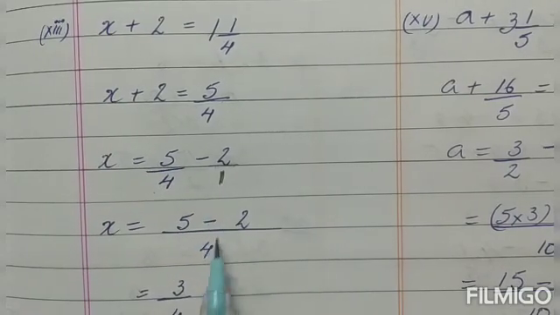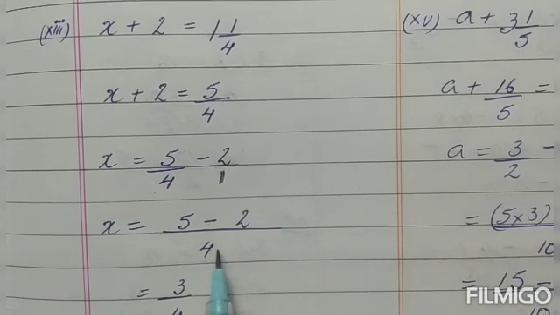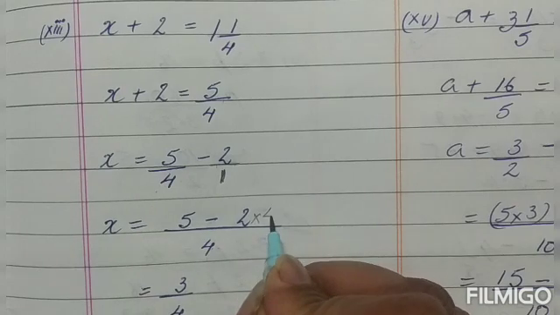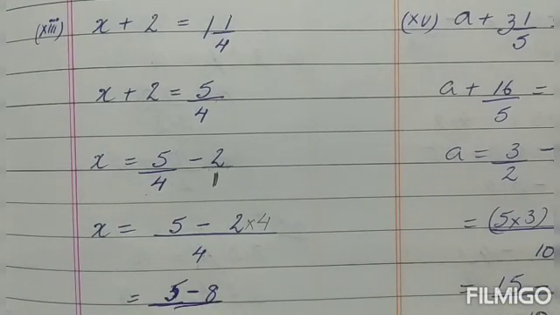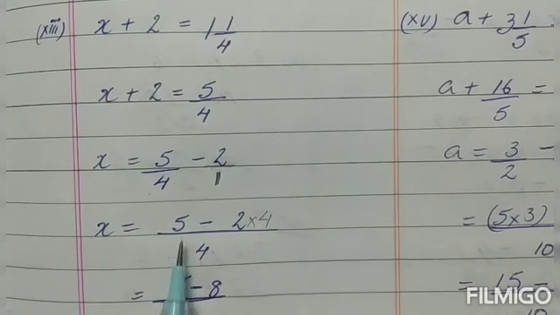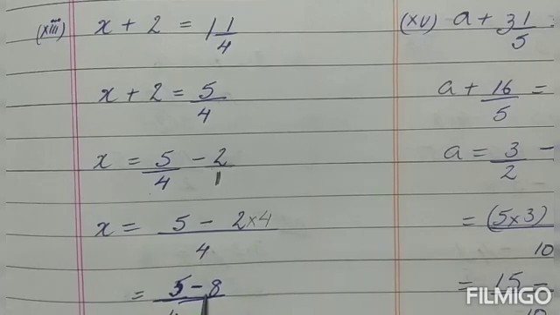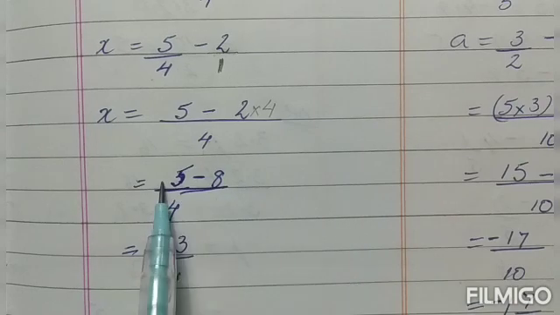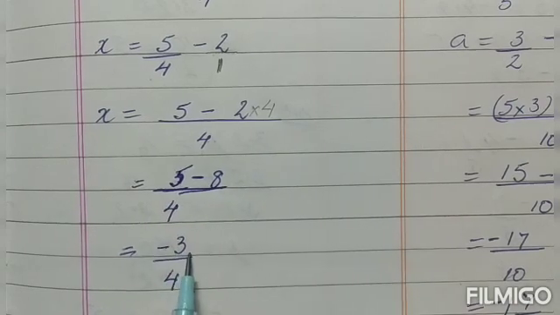Minus 1 cuts 4 how many times? 4 times. So now this is 2 into 4. Now children, this will be 5 and this will be minus 8 upon 4. So you subtract it because plus minus is again minus. So minus 3 upon 4.